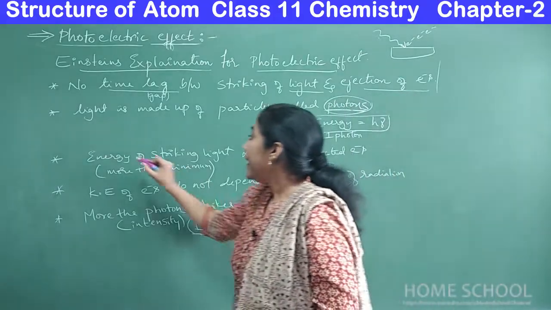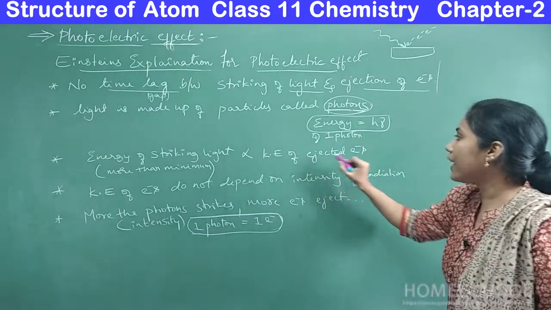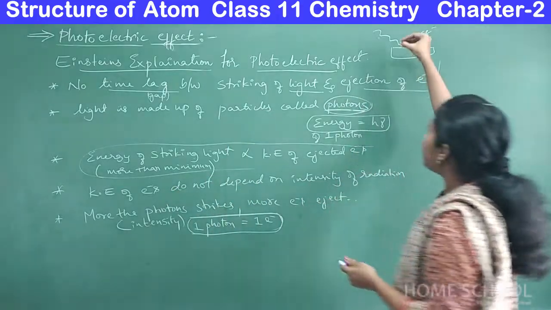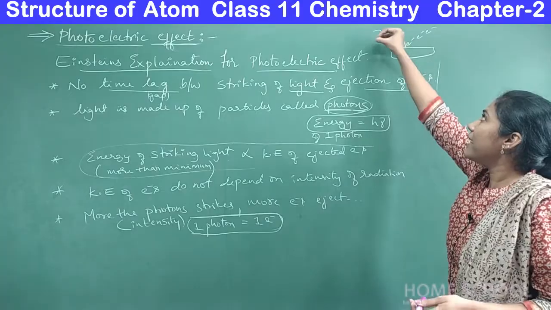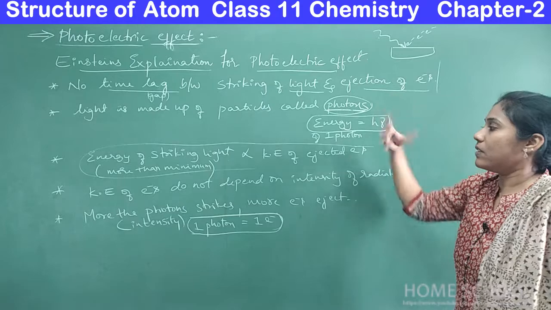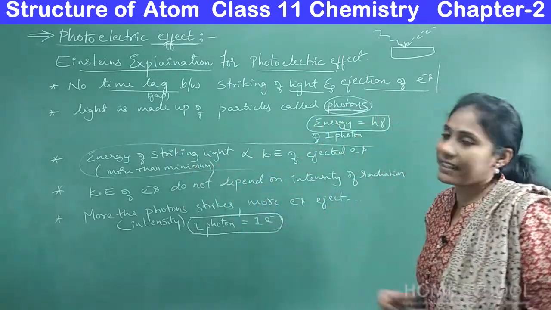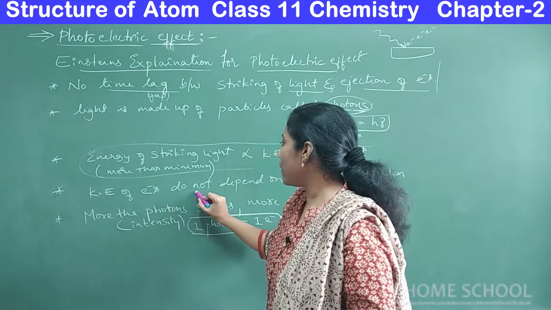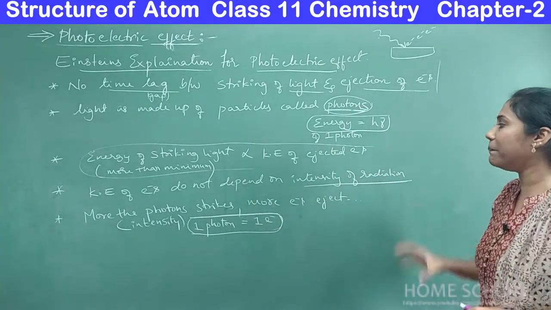Fine. And then the energy of striking light is directly proportional to the kinetic energy of the electron. As you provide more energy than required, that extra energy will get converted into kinetic energy of the electron. So the kinetic energy of the electron and the energy of striking light are directly proportional to each other. And then the kinetic energy of electrons does not depend on the intensity of radiation. This is very important.